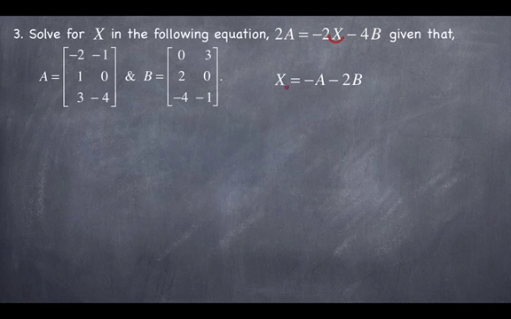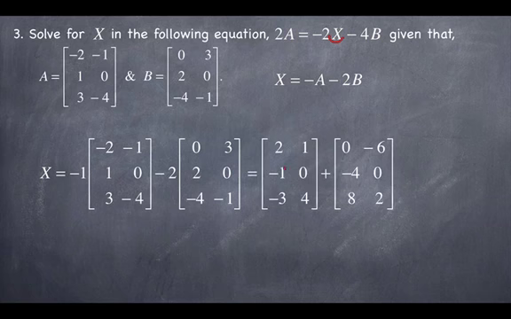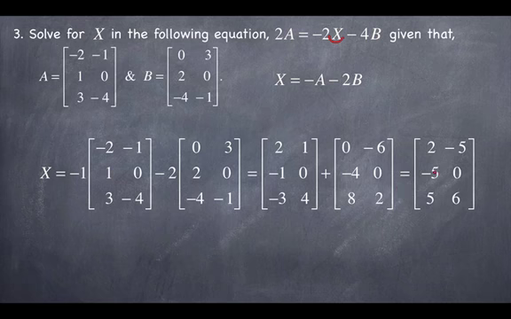So now all I'm going to do is perform these operations with matrix A and B. So I'm going to multiply matrix A by -1, multiply -2 times matrix B, and then perform the operation between them. Once I multiply the scalar, multiply this other scalar, this is what I get, and then I simplify those two matrices, and this is my answer.